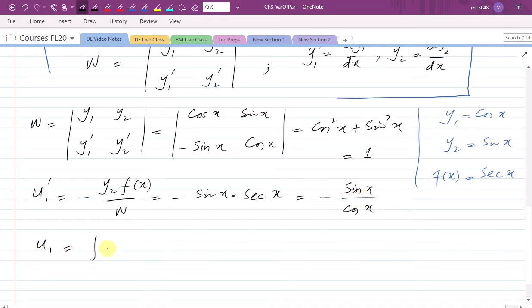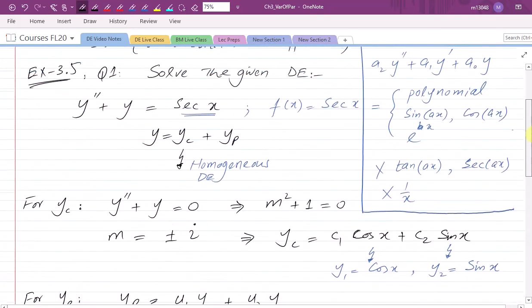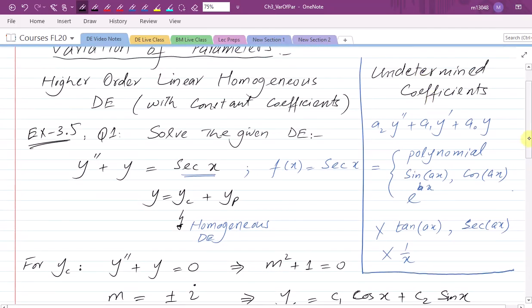u1 is the integral of u1 prime. So that means it is minus sine x over cos x dx. That is clearly a log of cos x, because the derivative of cos x is minus sin x, so we don't even need to adjust the minus, it is already there. We don't put plus c here because this is a particular solution. As you remember, in particular solution we did not put constants even for the undetermined coefficients case.